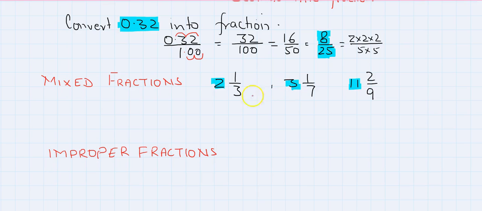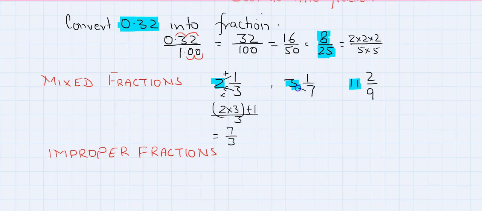For example, 2 1 over 3. To convert it into a normal fraction, we multiply 2 by 3 and we add 1. So it's going to be 2 multiplied by 3 plus 1, over 3. So 3 times 2 is 6, plus 1 is 7 over 3. So 2 1 over 3 is equivalent to 7 over 3.